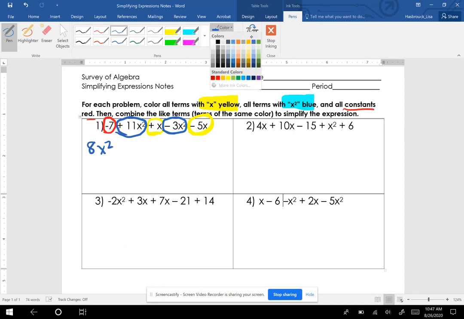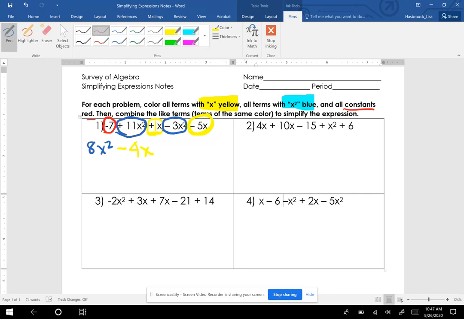Now let's do the X terms. For the X terms, I have plus X. That's like a 1X. So I have a positive 1X minus 5X. 1 minus 5 is negative 4. So I put a minus 4. And I remember to attach the X.